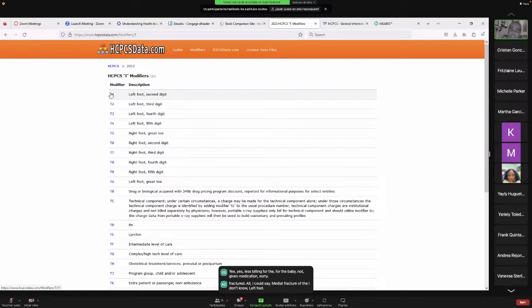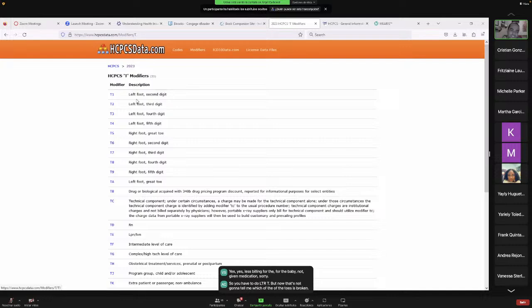Remember when I showed you the ICD code, where specifically, exactly, the tip of your left second toe is broken. Super specific ICD-10-CM code. I need a super specific CPT code, but CPT will not tell me left or right. So you have to do LT, RT. But now that's not going to tell me which of the toes is broken.